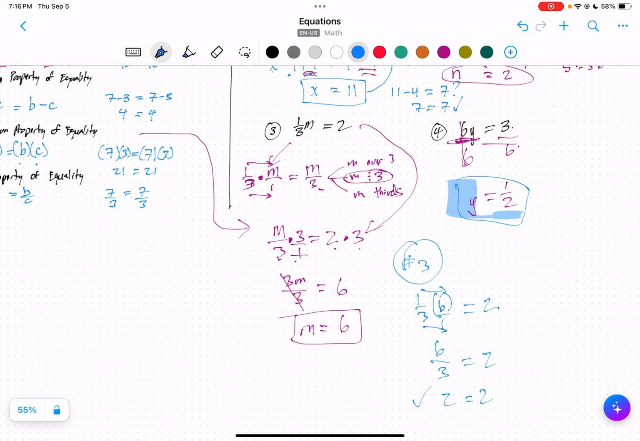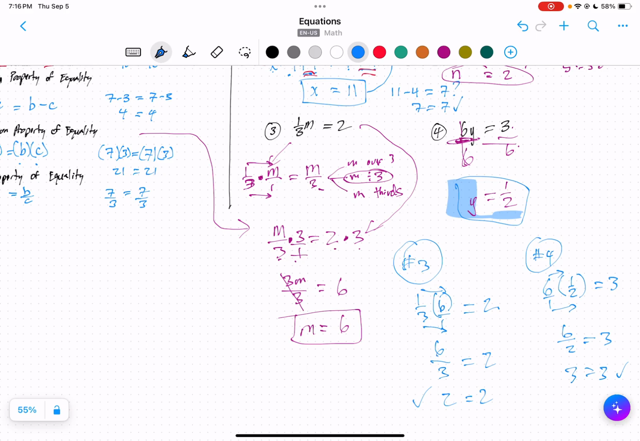Next, I have, for number 4, 6 times y. My y this time is 1/2. Does that equal 3? Well, again, 6 is the same as 6 over 1. Multiply across, so I get 6 divided by 2. Does that equal 3? Sure enough, 3 is equal to 3.